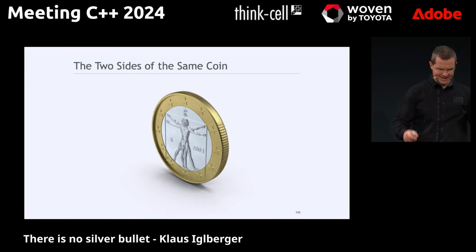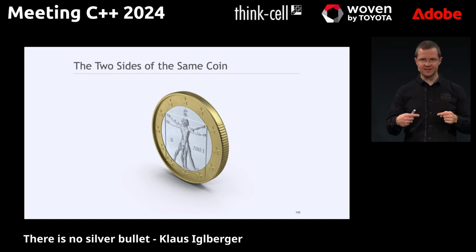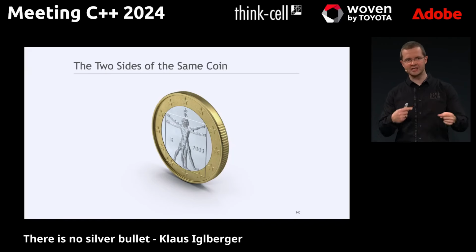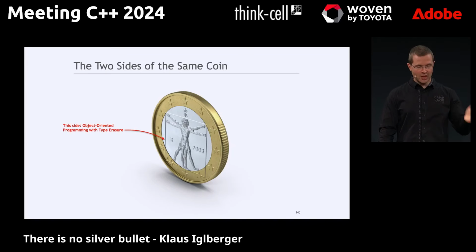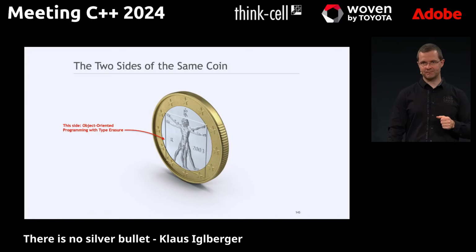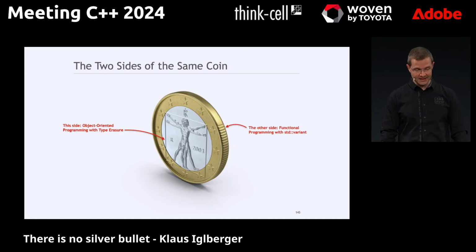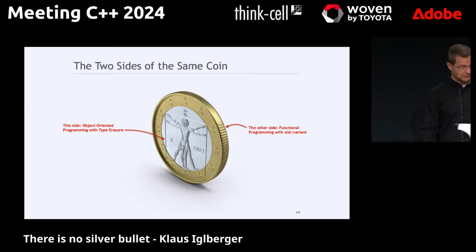And so I consider these two solutions as the same thing, two sides of the same coin. One side of the coin is this object-oriented programming style, type erasure. And the other side is the functional programming approach with std::variant. But now, my idea is not that, take a coin, flip it, and just pick whatever the coin shows. That's not the idea. It may be a nice mental image to show, yeah, it's the same thing, just different.